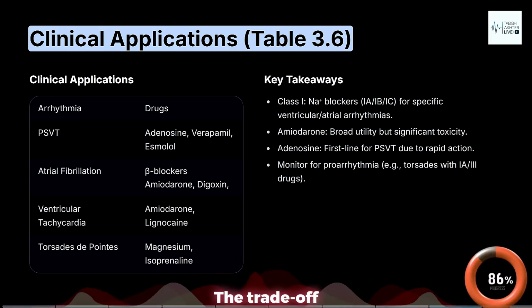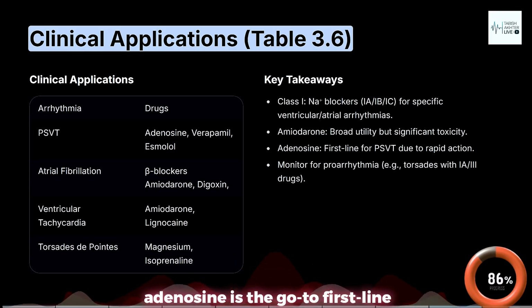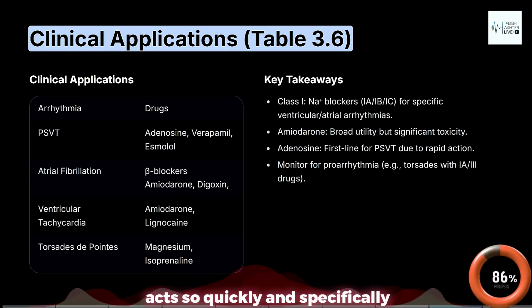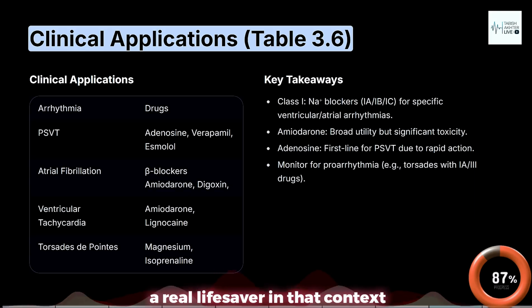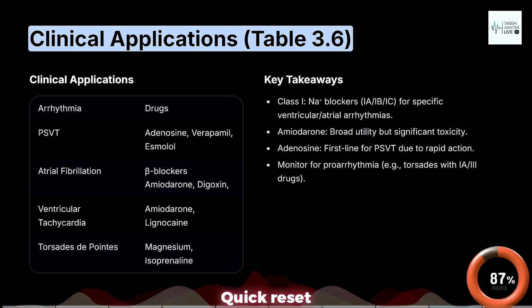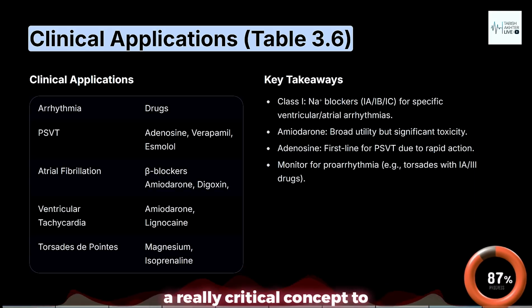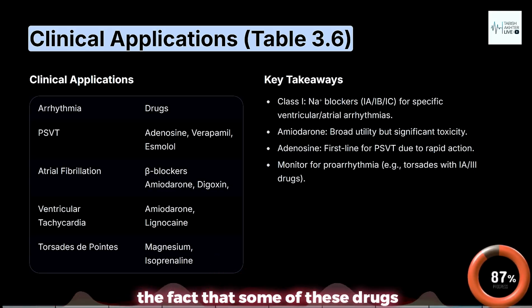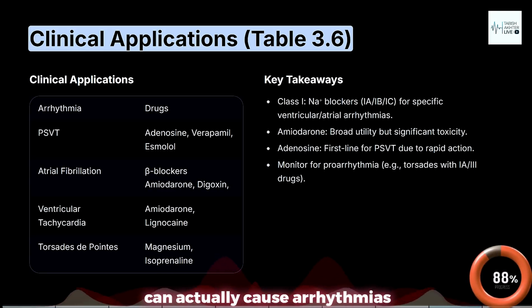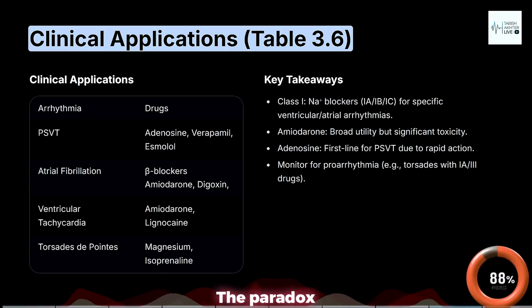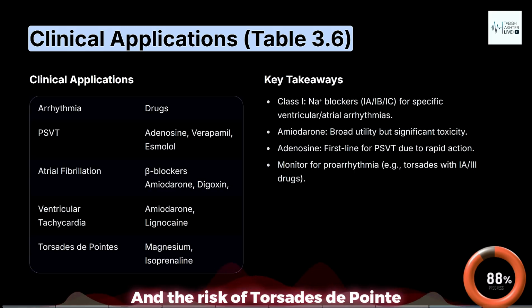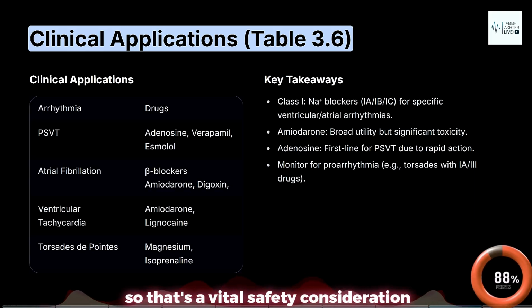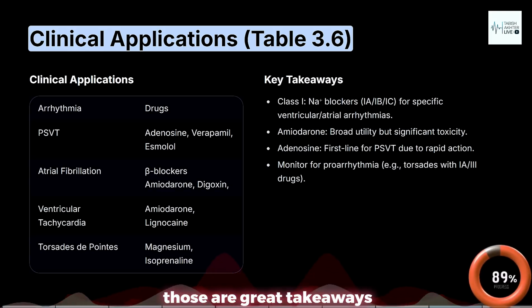The trade-off. Third, adenosine is the go-to first-line treatment for PSVT because it acts so quickly and specifically on the AV node, a real lifesaver in that context. Quick reset. And finally, a really critical concept to understand is proarrhythmia, the fact that some of these drugs, the very things meant to help, can actually cause arrhythmias themselves. The paradox. Exactly. And the risk of torsades de pointes is particularly associated with Class IA and Class 3 drugs, so that's a vital safety consideration whenever those are used. Okay, those are great takeaways.